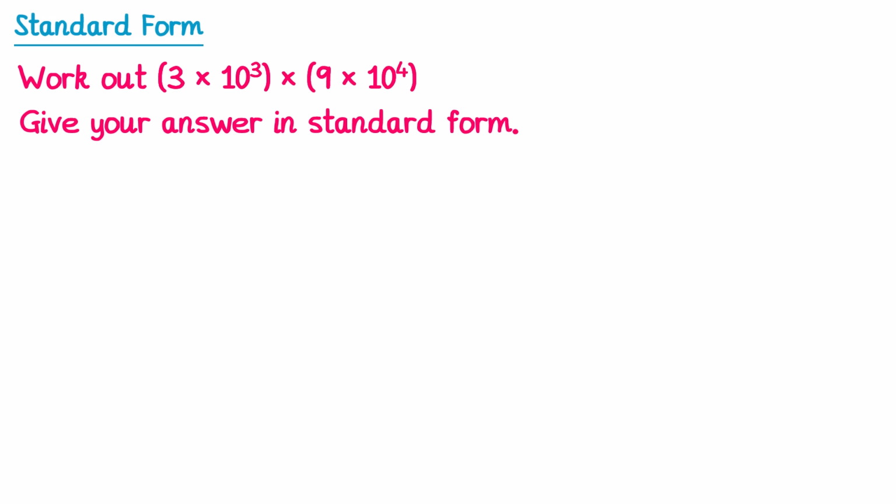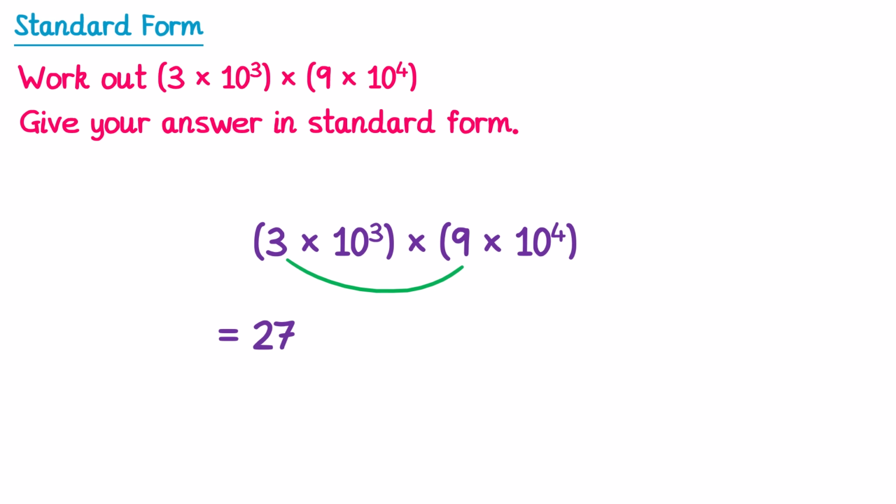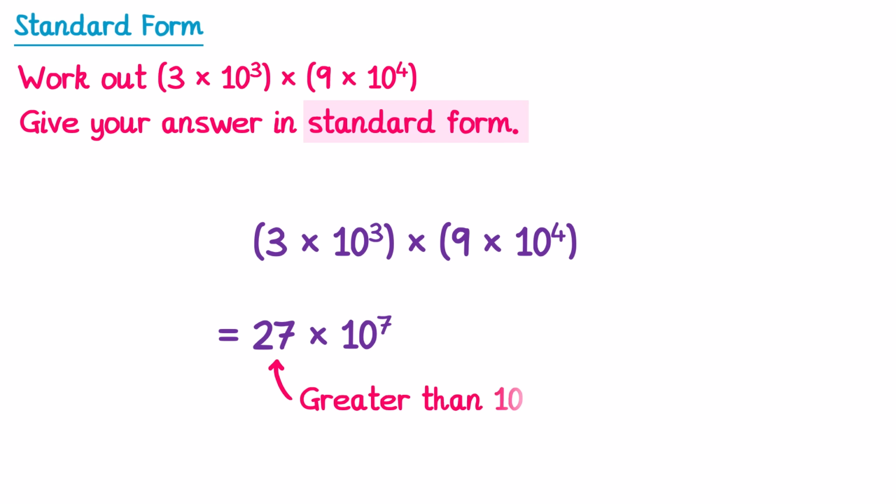Let's try a third example, so this one's going to be a tiny bit different. We'll use the same strategy, we'll do 3 times 9, which is 27, and then 10 to the 3 times 10 to the 4. If we add those powers, we get 10 to the power 7. Now this one creates a problem because the question says to give your answer in standard form. We know this number's not in standard form because this first number here, 27, is greater than 10. We would much rather that number said 2.7. So that's exactly what we're going to do.